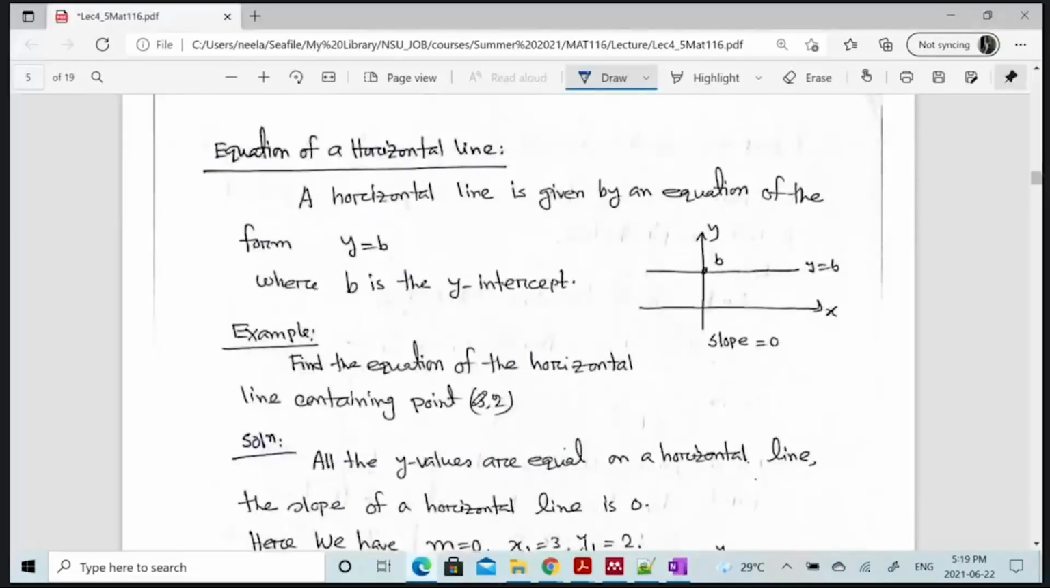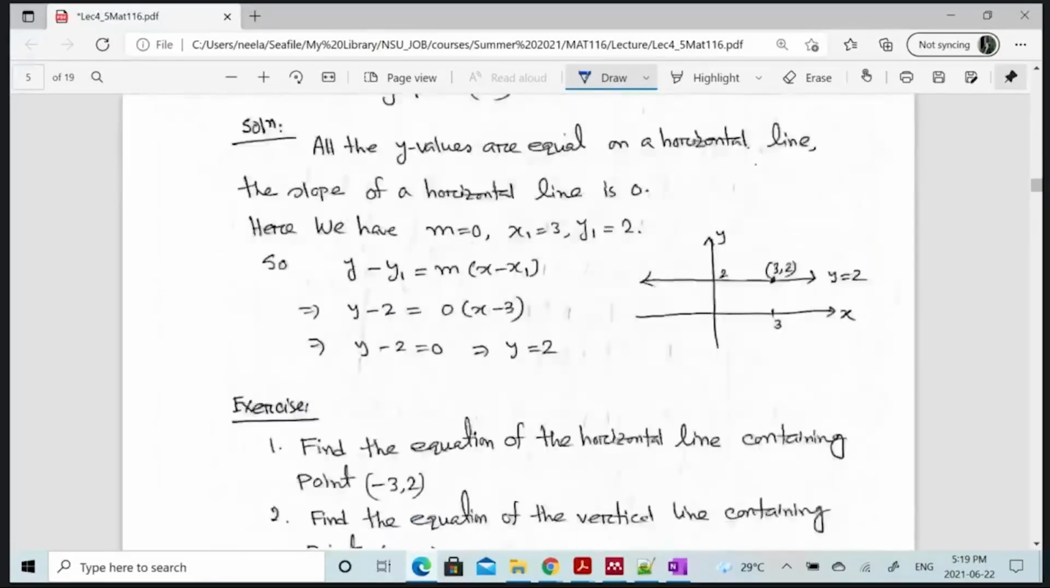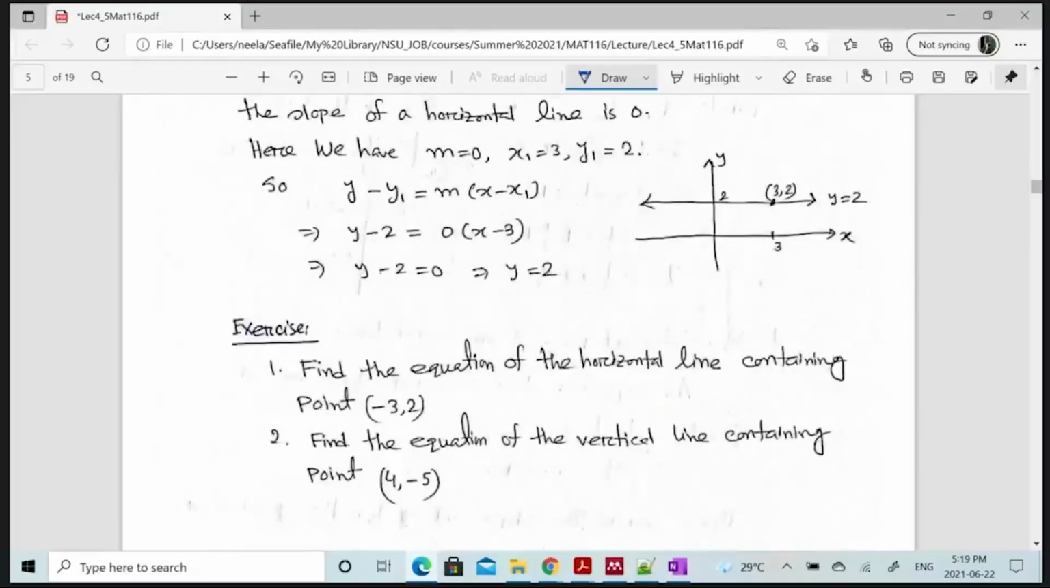So it asks us to find the equation of the horizontal line containing the point (3, 2). What will be the equation? Y equals 2. Exactly. The trick here is that in a coordinate, this is the x value and this is the y value. So if I ask you to find the equation of a horizontal line, you know that all the y values are going to be the same, so just take the y value, which is y equal to 2.